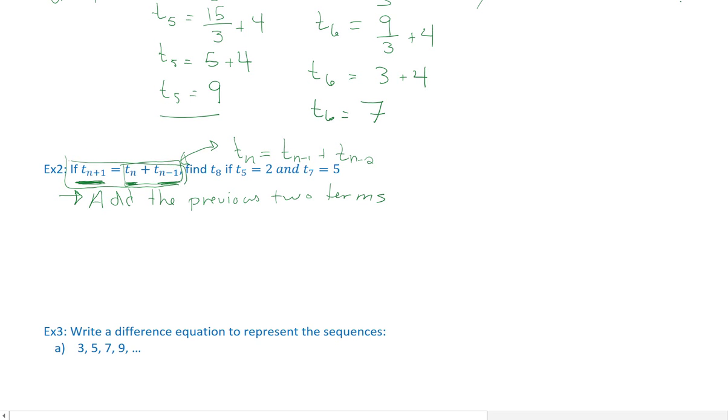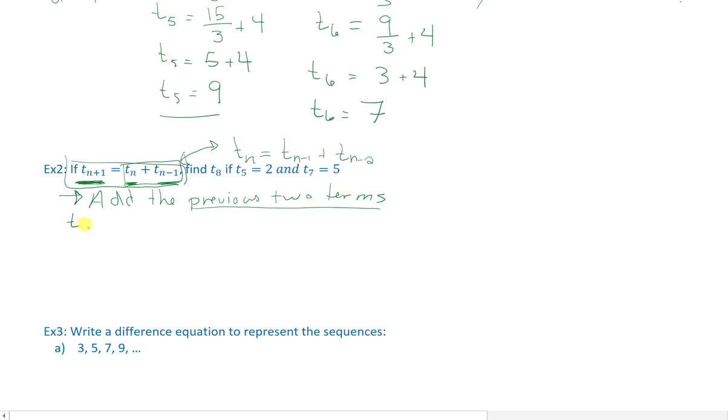Okay, so this one's a little more challenging. Here I want to find T8. Okay, so again, to find T8, T8 is defined as the sum of the previous two terms. Okay, but I haven't given you the previous two terms. I've given you term 5 and 7. It's a little bit obscure. So let's kind of break it down.